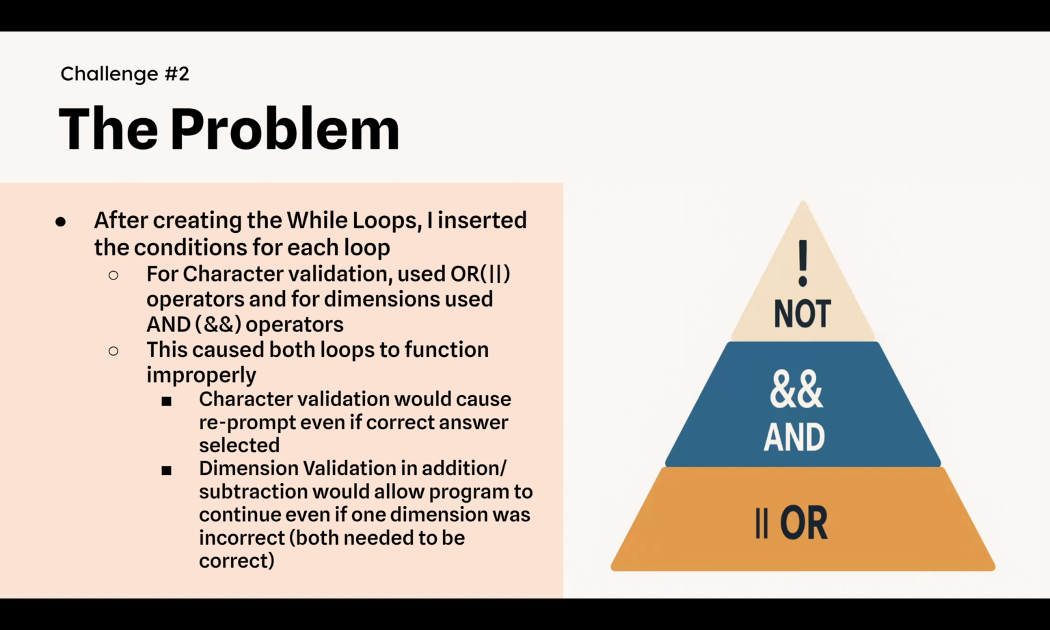During the character validation, it would cause a reprompt even if the correct answer was selected. And then for the dimension validation, specifically in addition and subtraction, it would allow the program to continue even if one dimension was incorrect, even though in this case, both had to be correct for proper calculations.